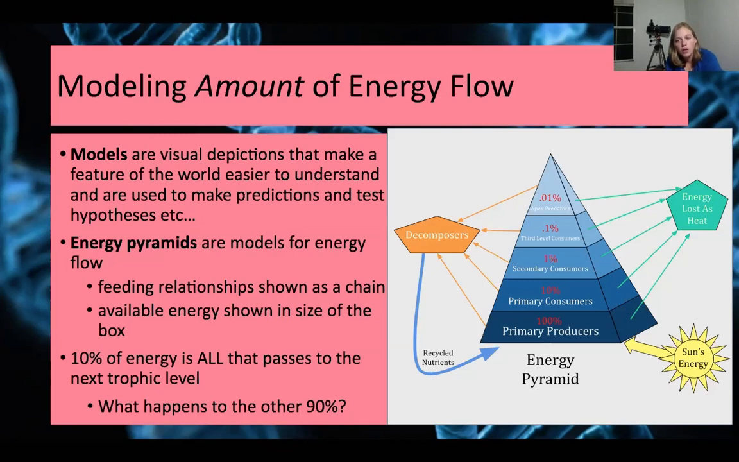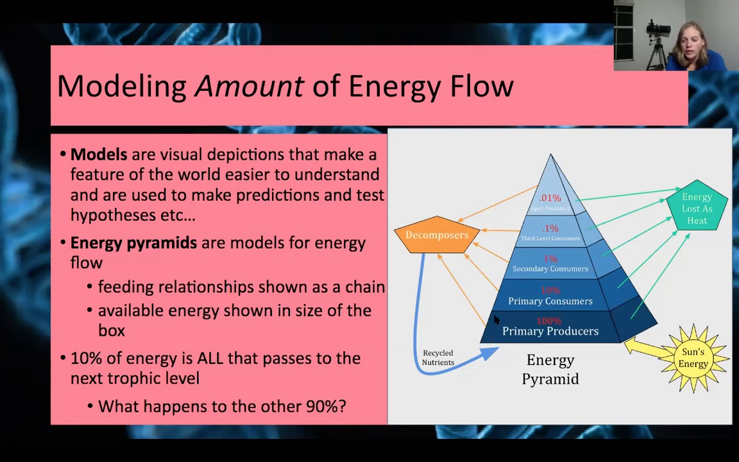Now we have another model that's going to show the amount of energy flow between these trophic levels. And keep in mind, we talked about how energy is lost between trophic levels as we use energy for our own life processes. Now, a model is a visual representation that's going to make some feature of the world easier to understand. They're not always fully accurate, but they do allow us to make predictions and test hypotheses and things like that. So energy pyramids are going to be our models for energy flow.